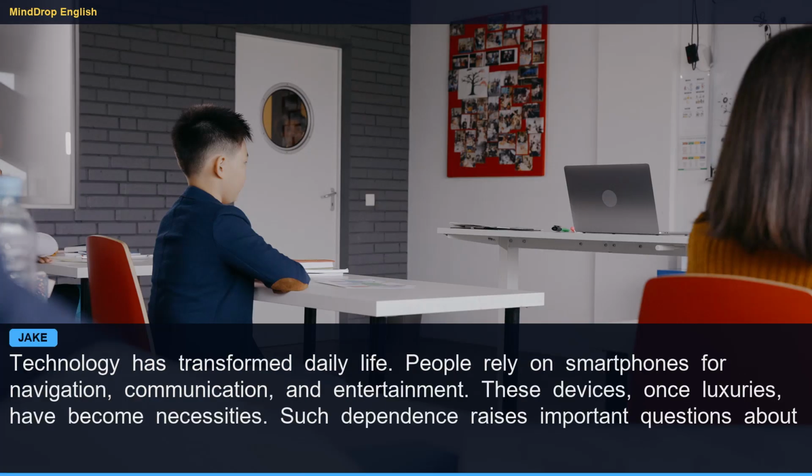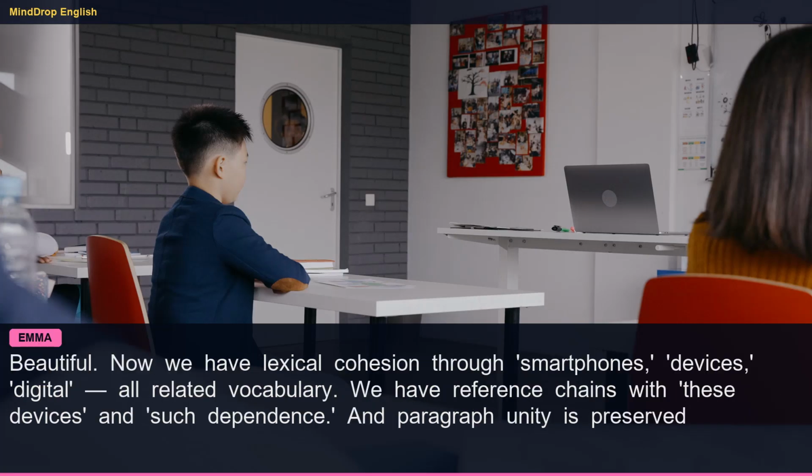Technology has transformed daily life. People rely on smartphones for navigation, communication, and entertainment. These devices, once luxuries, have become necessities. Such dependence raises important questions about digital well-being. Beautiful. Now we have lexical cohesion through smartphones, devices, digital, all related vocabulary. We have reference chains with these devices, and such dependence. And paragraph unity is preserved throughout.